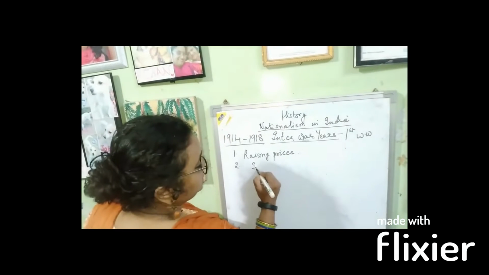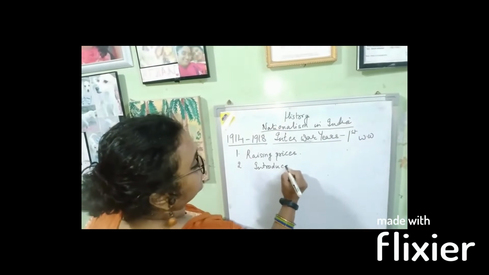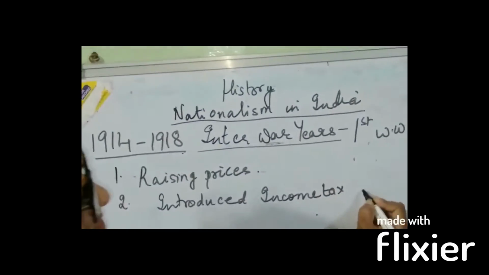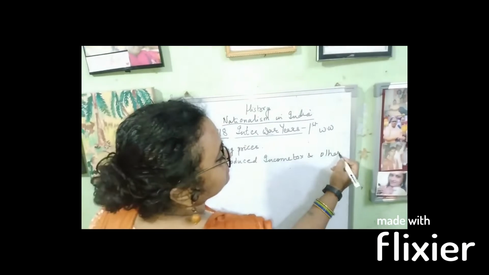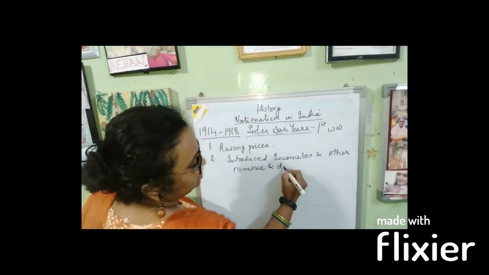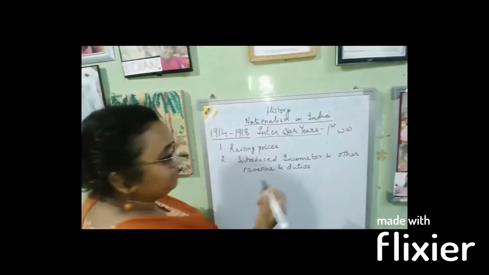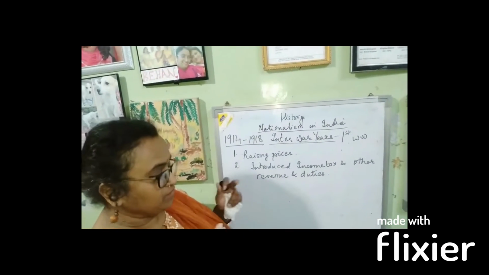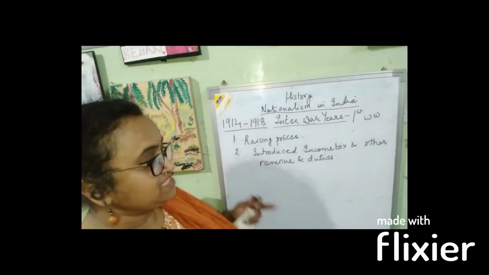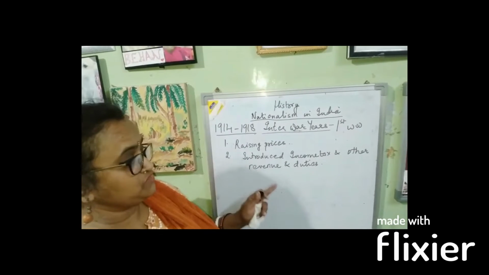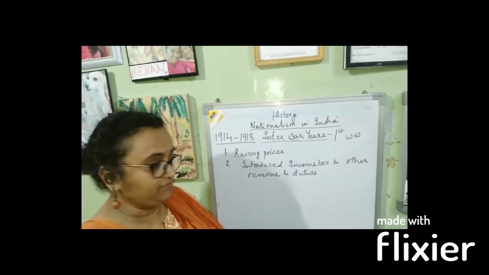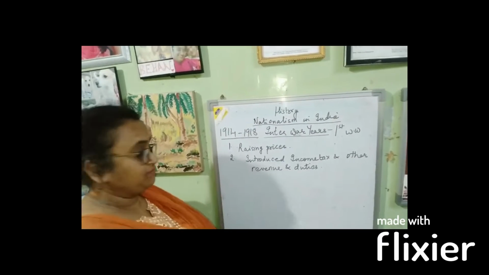So they introduced income tax and other revenue and duties. Now imagine, for a common man, the prices are already increasing, and the Britishers added to the burden by introducing income tax and other revenue duties. So things became even more difficult, and men were suffering like anything.